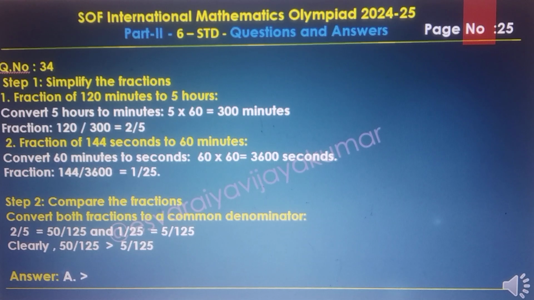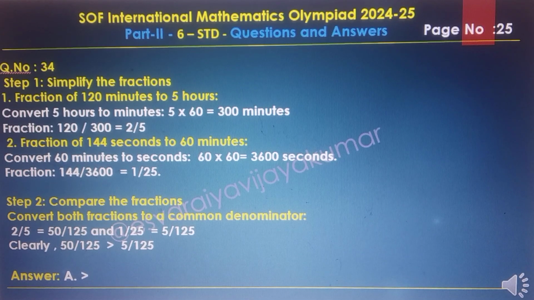The first one, the fraction of 120 minutes to 5 hours. Convert 5 hours to minutes, 5 into 60. It means 1 hour equals 60 minutes. We are getting 300 minutes. The fraction 120 upon 300, we are getting 2 by 5.